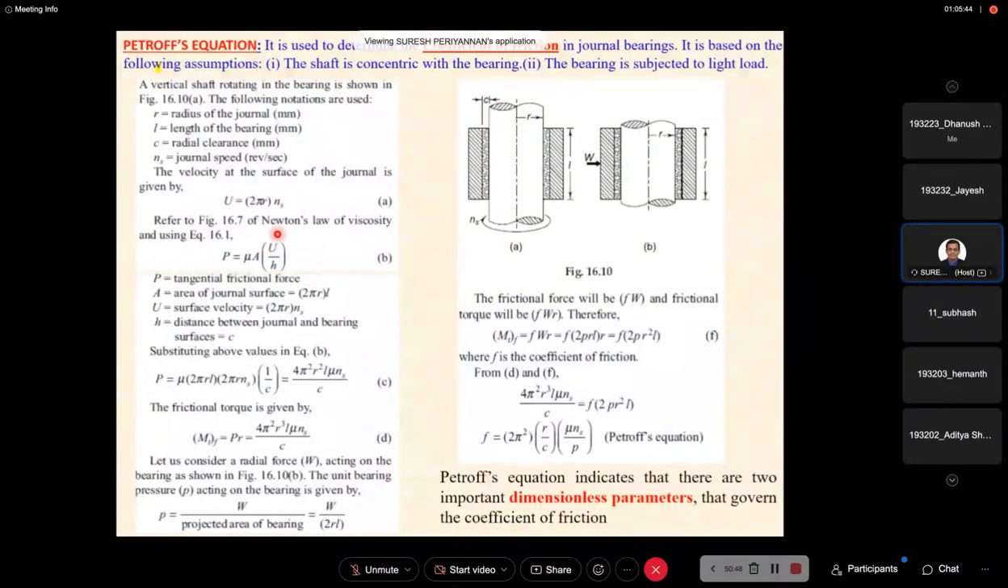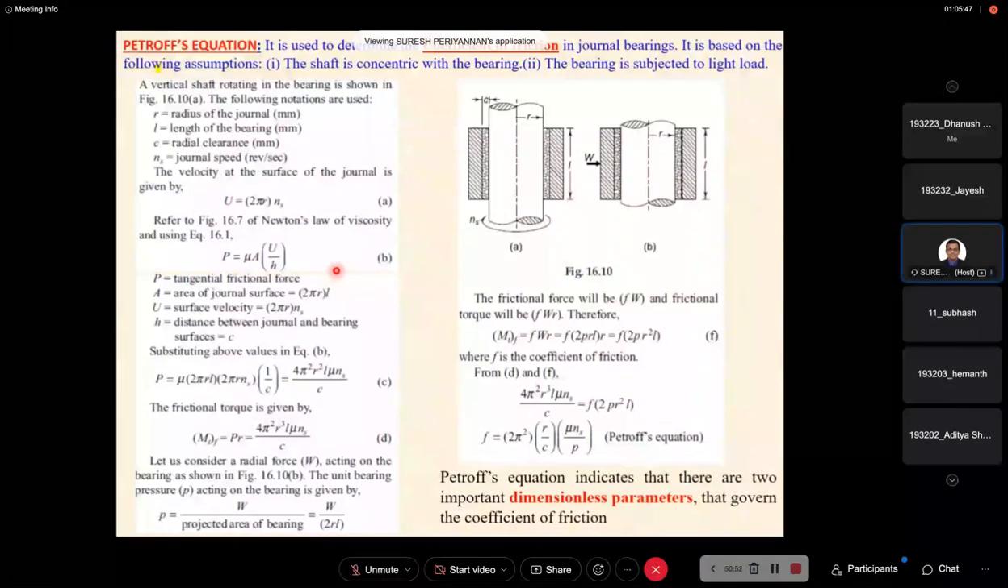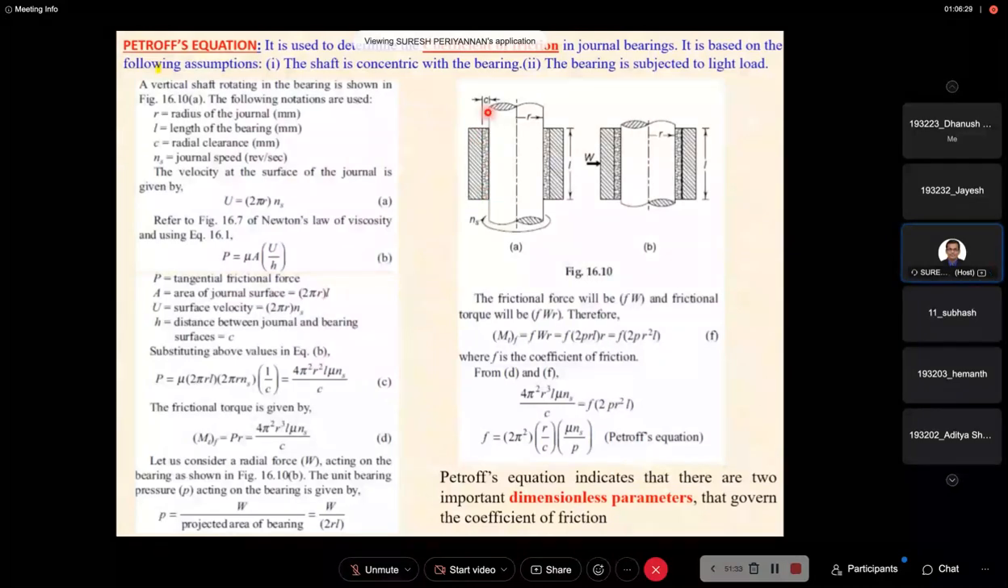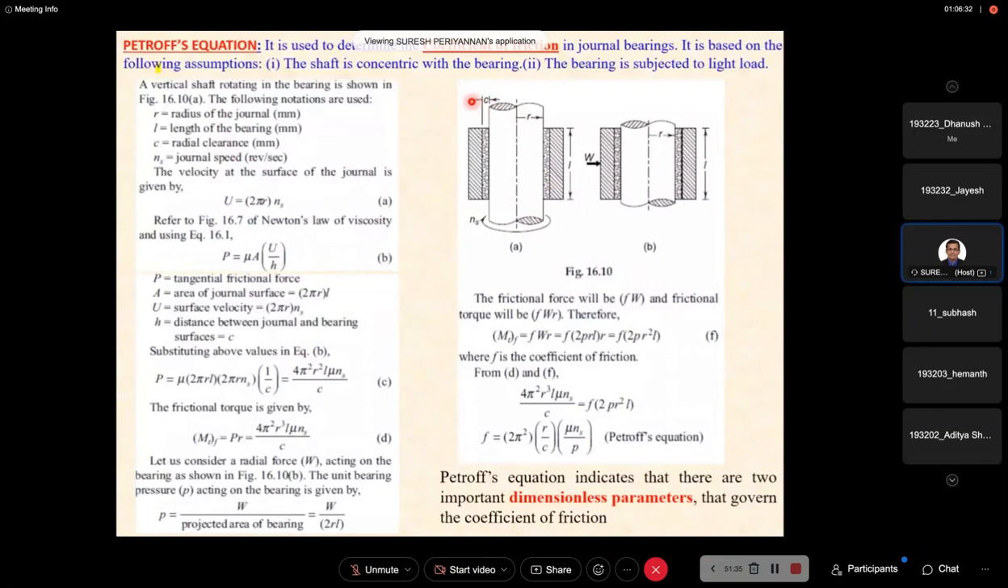Now, as of now, we already discussed. Now, the P is nothing but tangential frictional force acting here based on our earlier discussed concept. Now, mu into A into U by h, tangential frictional force. And now, A is the area of the journal, surface area of the journal, 2 pi rl. Then surface velocity we know, 2 pi r Ns. Then h is our c, the distance between the journal and bearing. This is a clearance. You may say c or h. Now these are the notation.